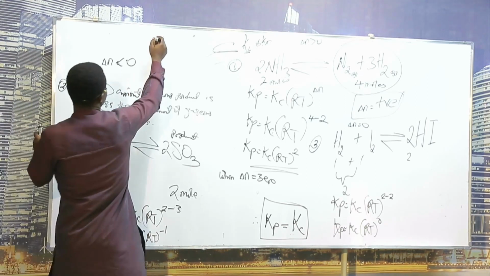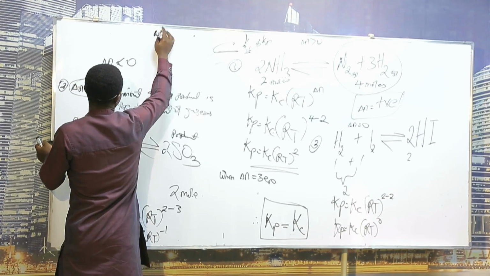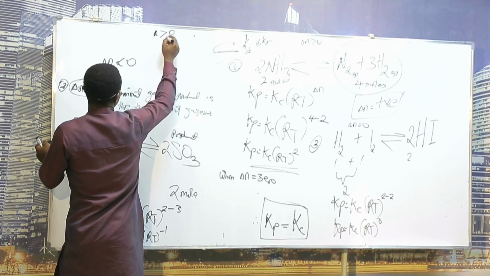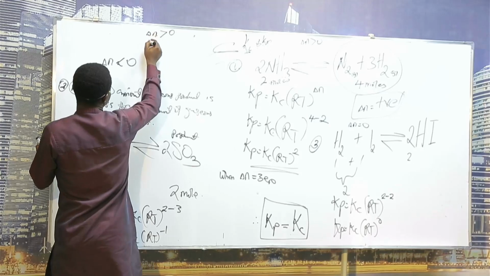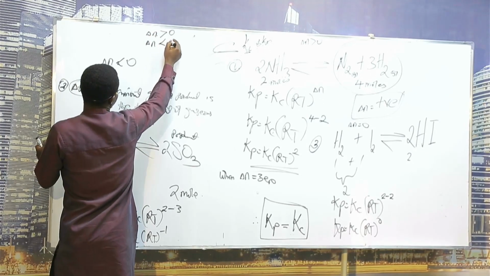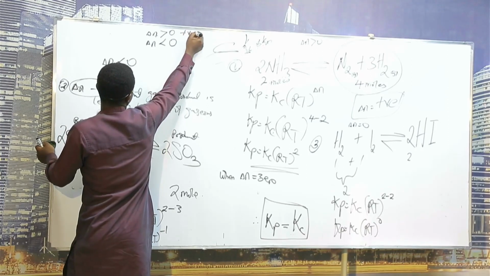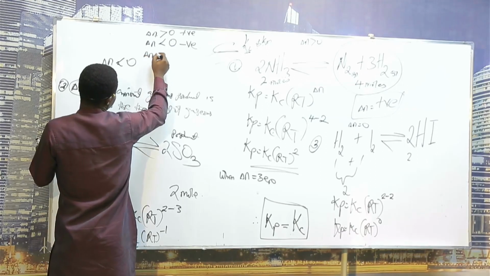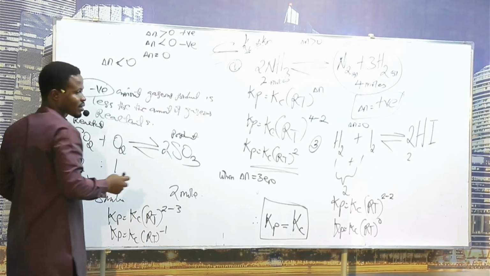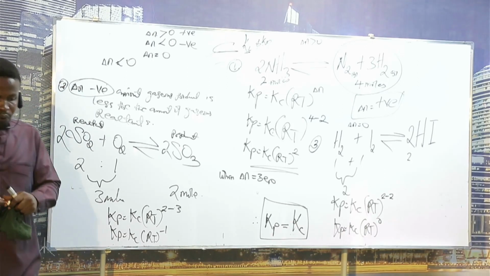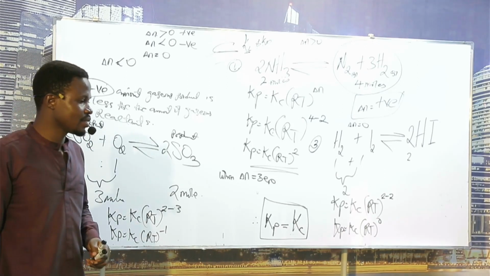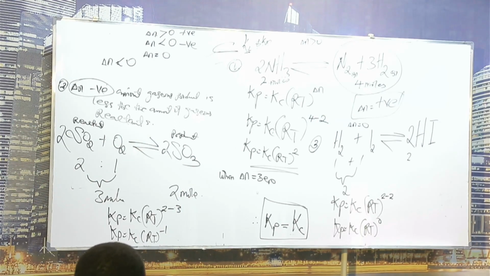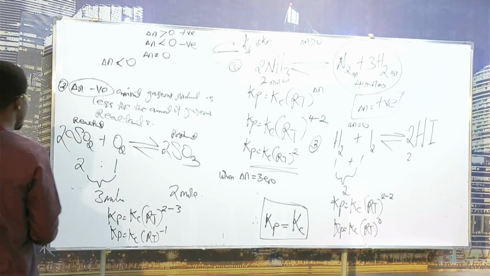Write all these things in your notes now. Write 3 things. When change in n is greater than 0, it is positive. When change in n is less than 0, it is negative. And when change in n is equal to 0. These are things you must know. You might just forget about the scenario.